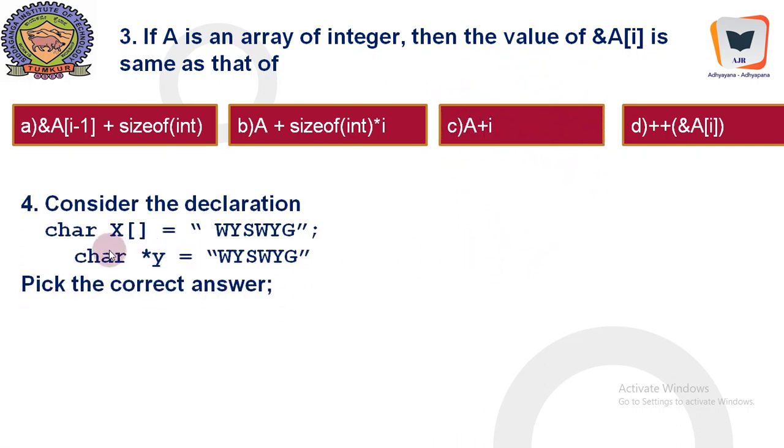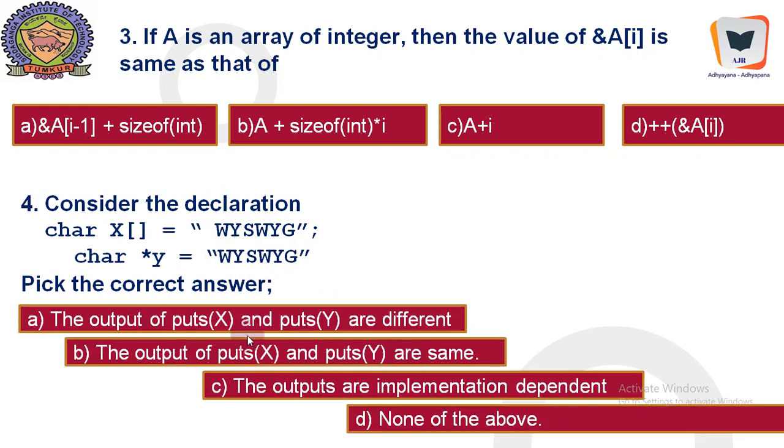Consider the declaration char x[]. So this is an array, this is a string, and this is the way to initialize the string. Char x equal to vis-a-vis, that is, what you see is what you get. Okay, and char *y, this is a pointer to char, and this is another way of storing the character string. So pick the correct answer. The output of puts(x) and puts(y) are different.